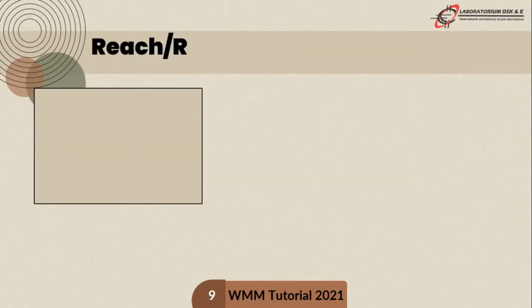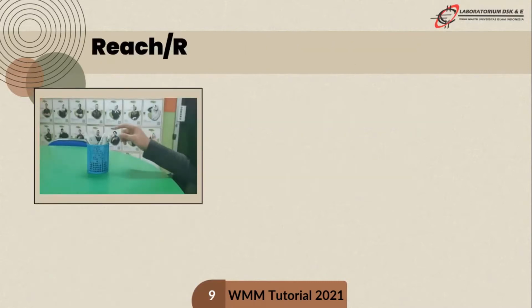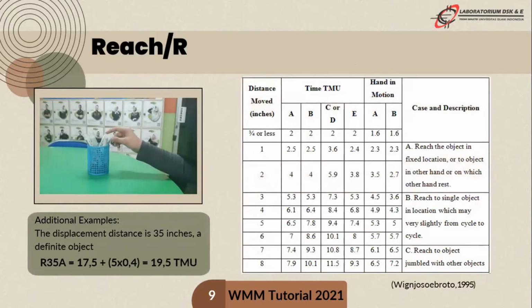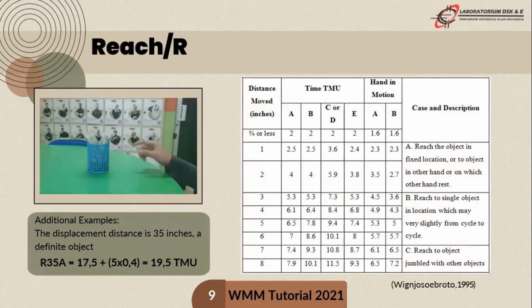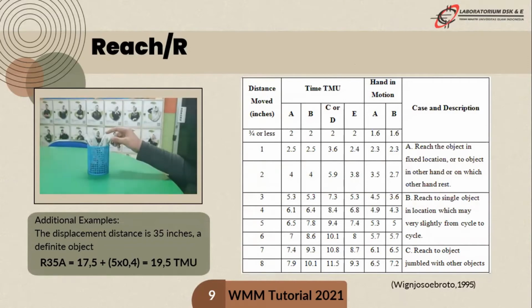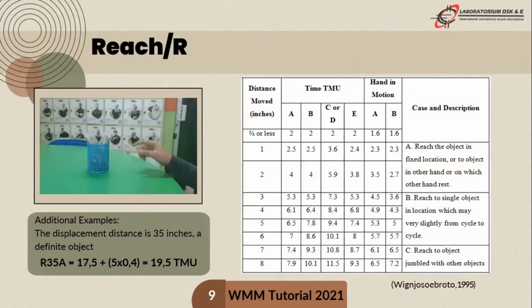Okay everyone, let's begin with the first activity, reach. And then how to find the TMU values on reach. First, we have to see which category the activity falls into. There are A, B, C, D, and E. And then we see how far the operator reaches, from 9 to 30 inches.